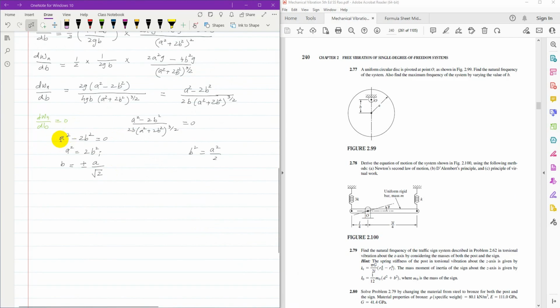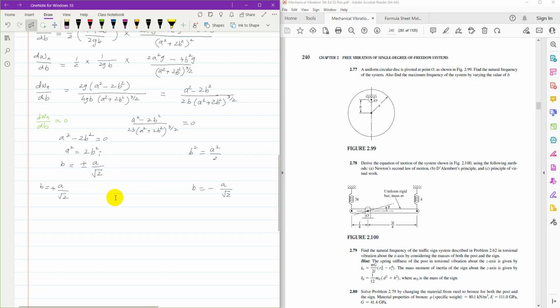So after setting a squared minus 2b squared equal to 0, you will get a squared equal to 2b squared, and b squared equal to a squared over 2. And then taking the square root, you will get b as plus minus a over root 2. Now you will have two values of b. One is b equal to a over root 2 with positive sign, and the other one is b equal to minus a over root 2. So these two values we get, and now we need to find the second order derivative and check for which value the second order derivative is negative.